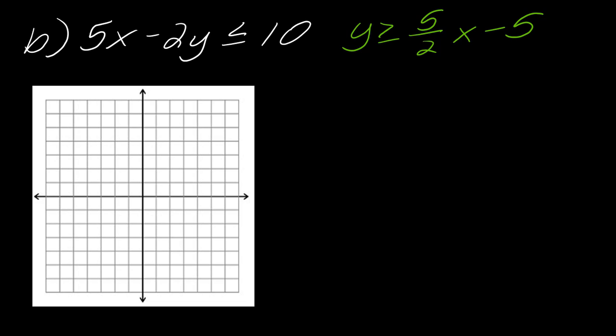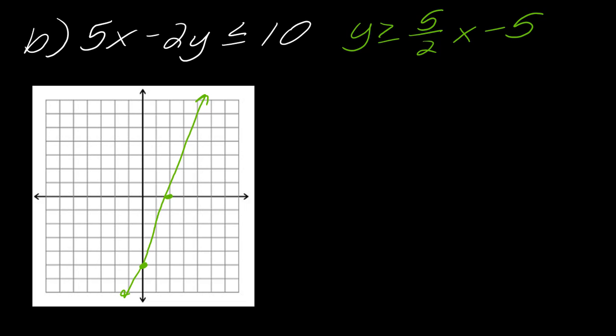So let's see. I've got a y-intercept of negative 5. So 1, 2, 3, 4, 5. And I have a slope of 5 over 2. So I'll go up 1, 2, 3, 4, 5 over 2. And this is a greater than or equal to sign, so that means I get a solid line. So there's the line that I want to work with.